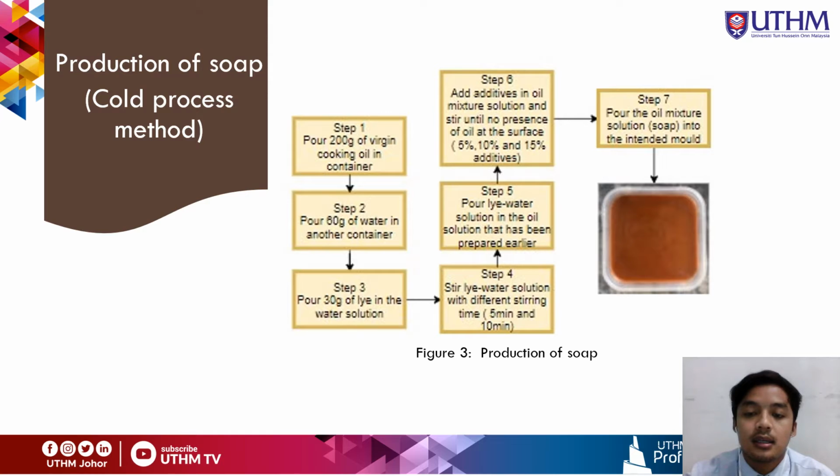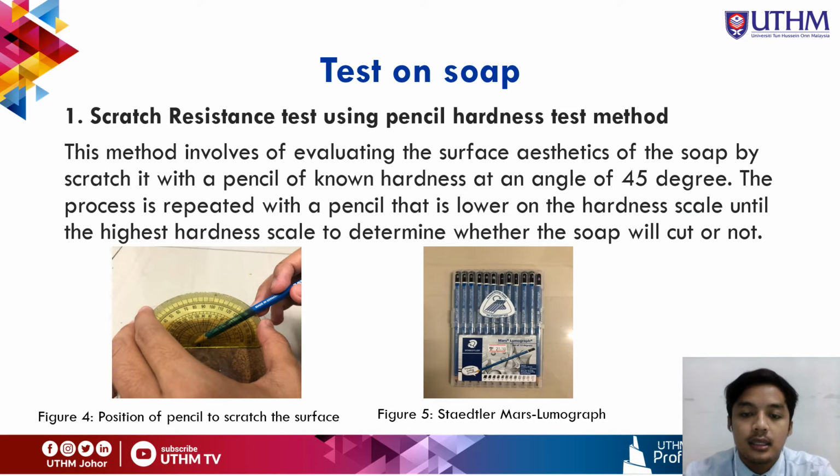Okay, this is one of the samples that have been produced, which is the handmade soap with plant-based additive. Okay, so there are 3 tests on the soap. The first test is the scratch resistant test by using the pencil hardness test method. This method involves evaluating the surface aesthetics of the soap by scratching with the pencil at an angle of 45 degrees. The process is repeated with a pencil that is lower on the hardness scale until the highest hardness scale, to determine whether the soap will cut or not.